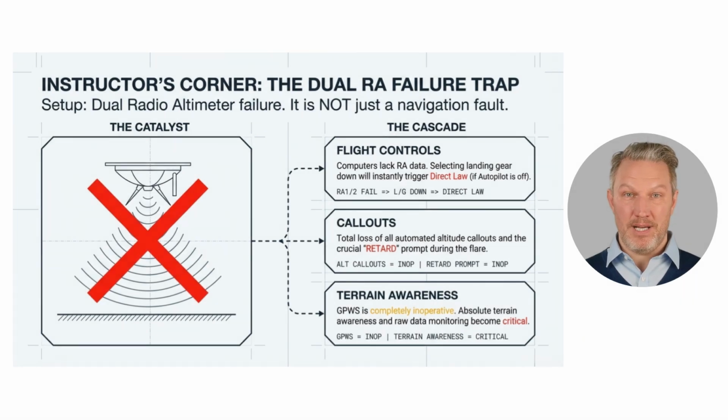A dual radio altimeter failure is not just a navigation fault, it is a system-wide cascade. The computers lose the data they need for flare logic. Selecting gear down will instantly trigger direct law if the autopilot is off. Furthermore, you lose all automated altitude callouts and the retard prompt. Terrain awareness becomes your top priority.